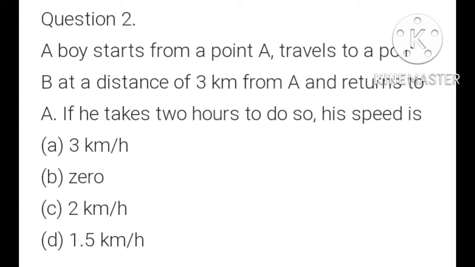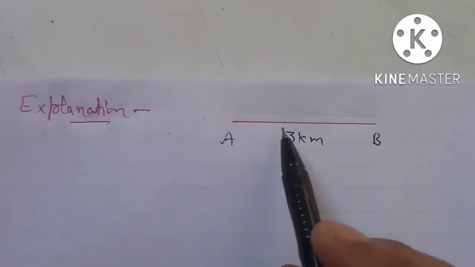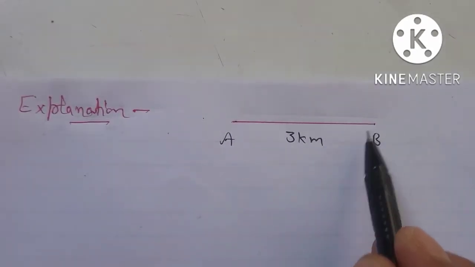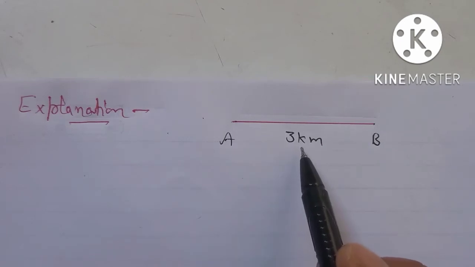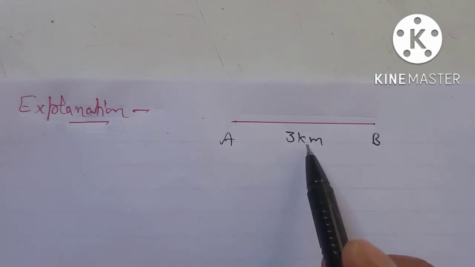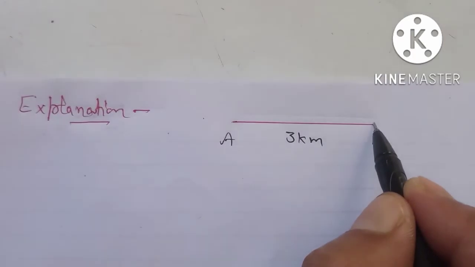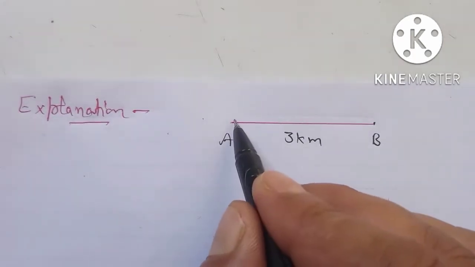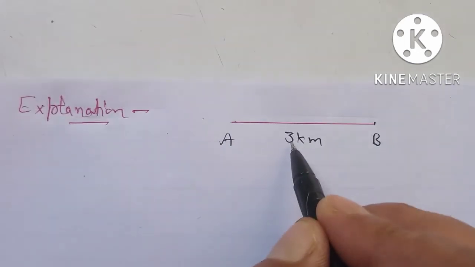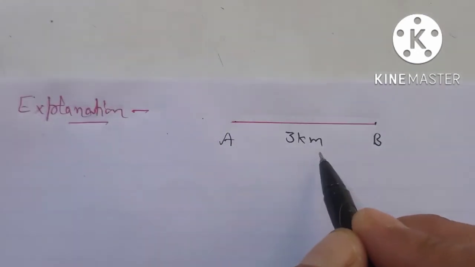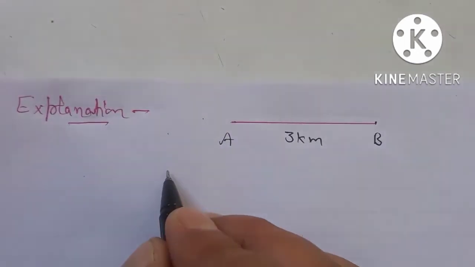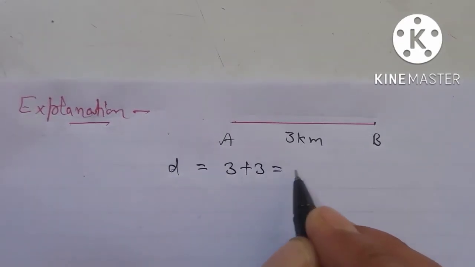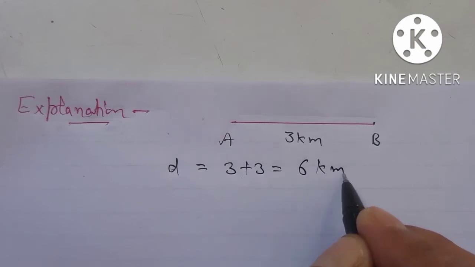So let us see how we calculate speed with explanation. Explanation as given. The boy starts from point A and reaches point B after covering some distance, that is 3 km. From B, he comes back to the point A. Also he covers a distance of 3 km. So distance covered by the boy is equal to 3 plus 3. This is equal to 6 km.